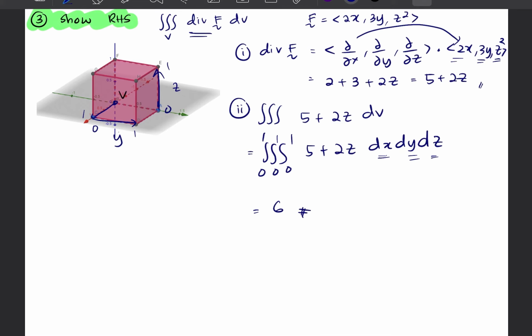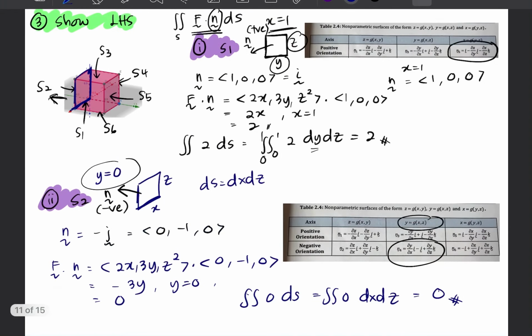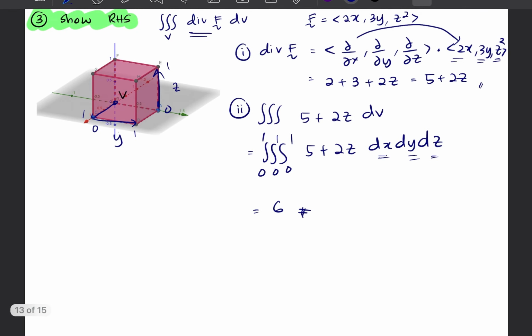Okay, so when you compare both methods or both sides, you can see that it is easier to calculate the flux using this volume integral. You will get the same answer.